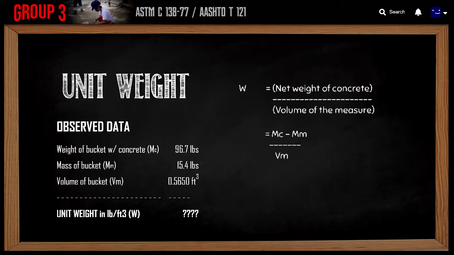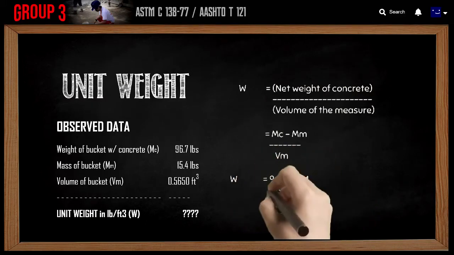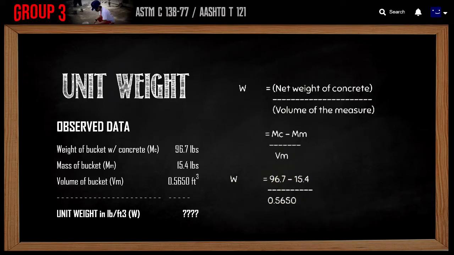The mass of the measure with the concrete on it is 96.7 pounds. The mass of our measure, or the mass of the empty bucket, is 15.4 pounds. And the volume of our measure is 0.5650 cubic feet.